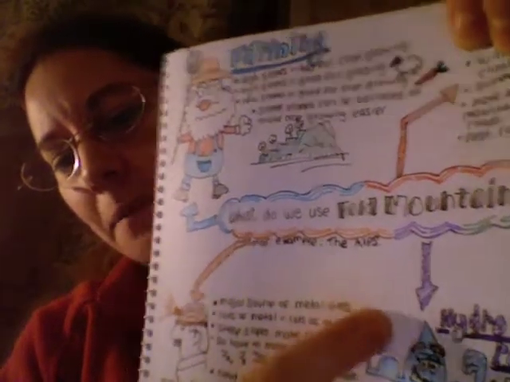Another use of fold mountains is hydroelectric power. Fold mountains are perfect for hydroelectric power. We call it HEP for short, H-E-P, hydroelectric power. Fold mountains are really perfect for HEP because of the steep-sided mountains, but they also have high lakes, which are good for storing water.